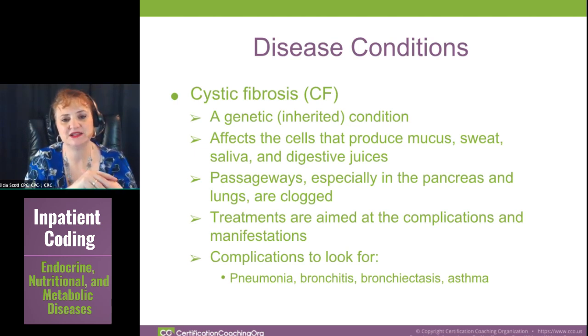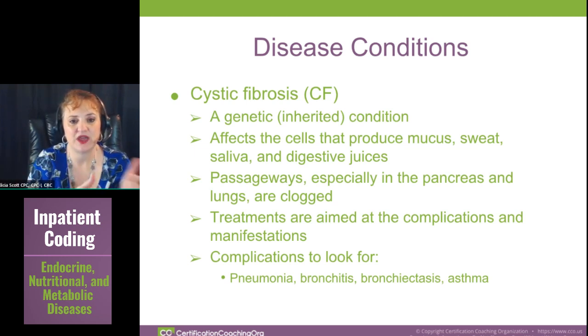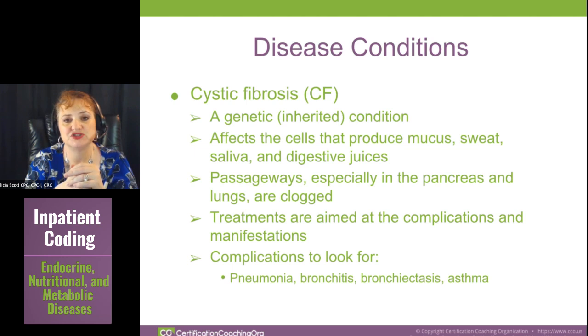Another disease that we need to be aware of for this body system is cystic fibrosis, or CF. It's actually a genetic condition. That means that if it's in your family, they want to know that. It changes the way our cells produce mucus, sweat, saliva, and digestive juices. Think about where the mucous membranes are in the body, not just in the mouth, but also around our lungs, right? So cystic fibrosis will affect people through their lungs, filling their lungs up with fluid.